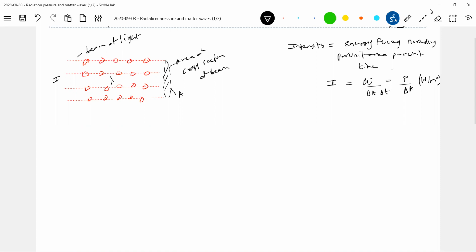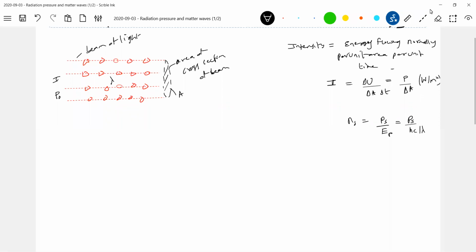Similarly, how many photons are emitted by the source? Can you remember this? Power of the source divided by the energy of a photon, where the energy of a photon is hc by lambda. Now, how many photons are present in a beam of area of cross section A having intensity I? What is the power of the beam? Let's call it P naught, because if you call it P you'll get confused with pressure. So how many photons are present in this beam has to be calculated.